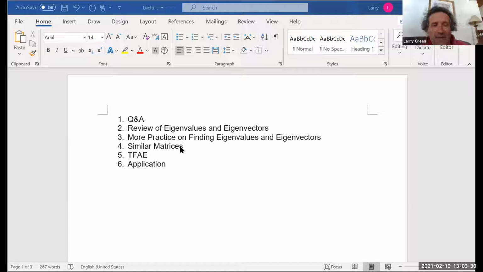Then we'll talk about, this is a little confusing, similar matrices. There are lots of different ways of defining similar matrices. So in this chapter, we're going to talk about similar matrices, and there'll be a definition of a similar matrix, and we'll talk about how that relates to eigenvalues and eigenvectors.